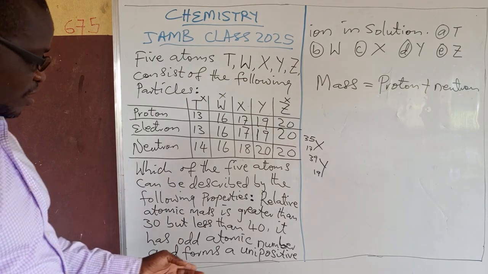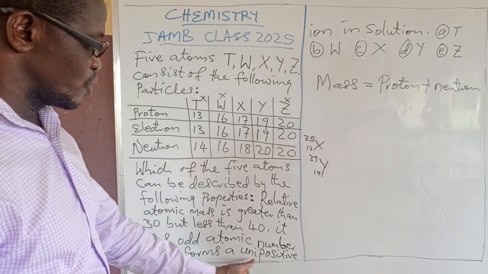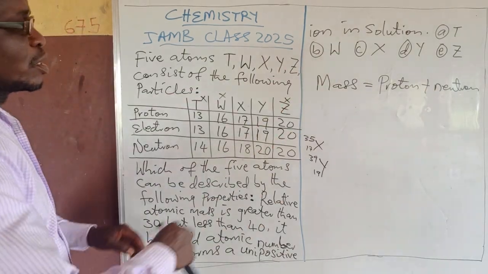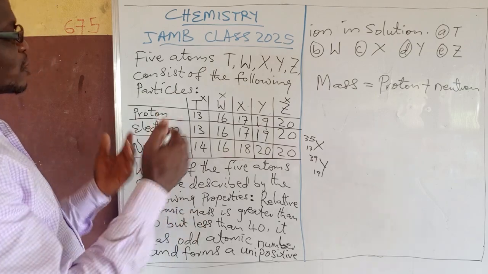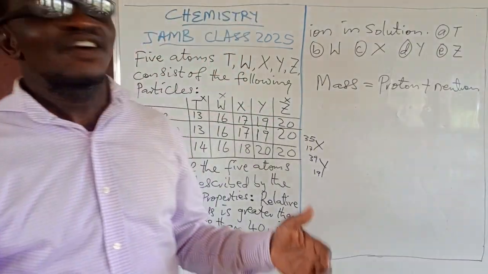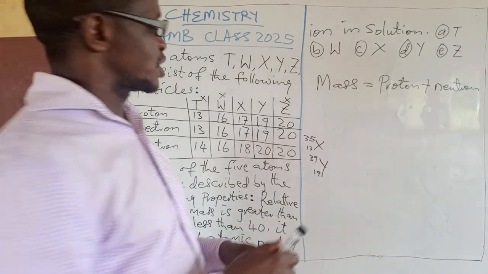Okay, the next thing is what? Forms a unipositive ion in solution. These two, which one will form a unipositive ion in solution? Why not write the electronic configuration? If you write the electronic configuration of this element, you will know which one will form unipositive.